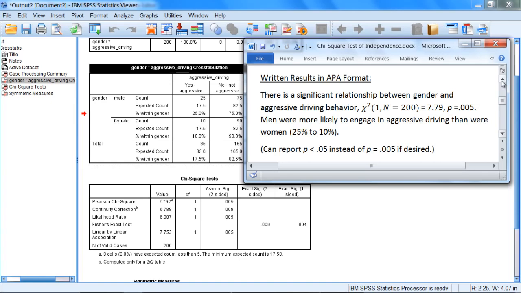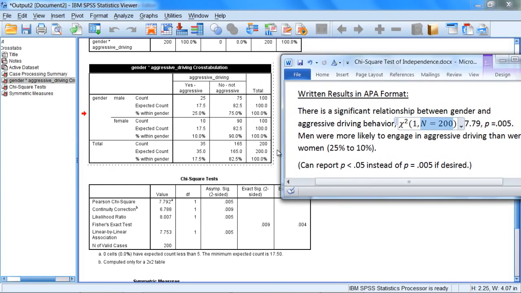So summarizing our study results, we could say the following. There is a significant relationship between gender and aggressive driving behavior. And then next we have our chi-square, and we have a 1 reported, and the 1 corresponds to the degrees of freedom. And then next in parentheses, using APA format, we put the N, the sample size. And notice that there were 200 people total in this table, as was noted earlier when we were looking at our data in the data view window.